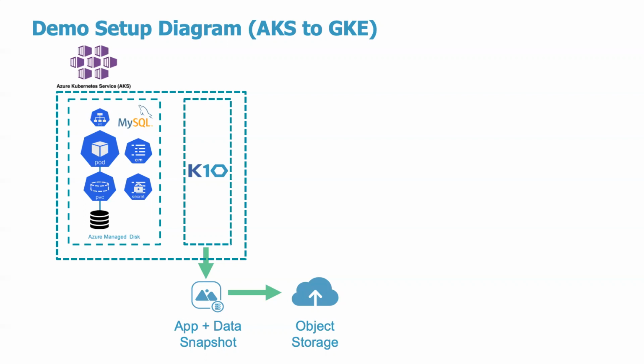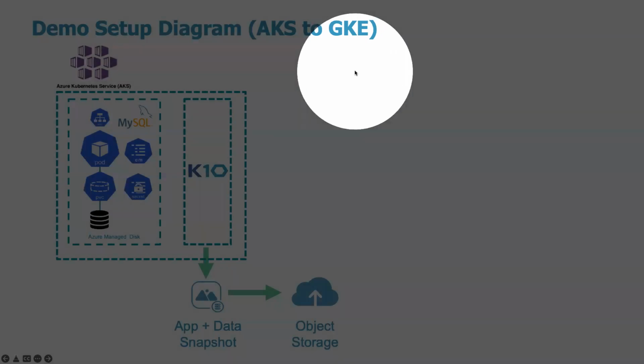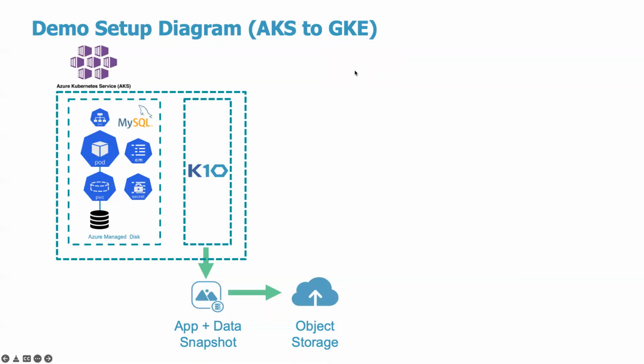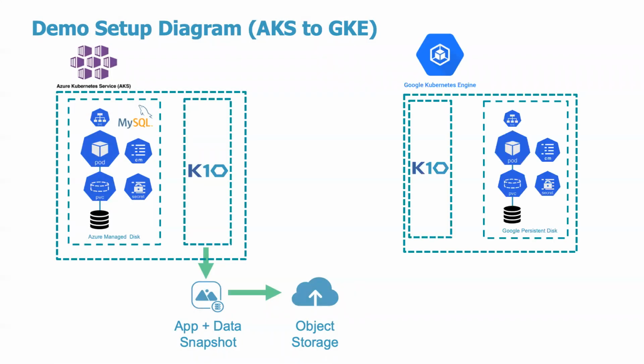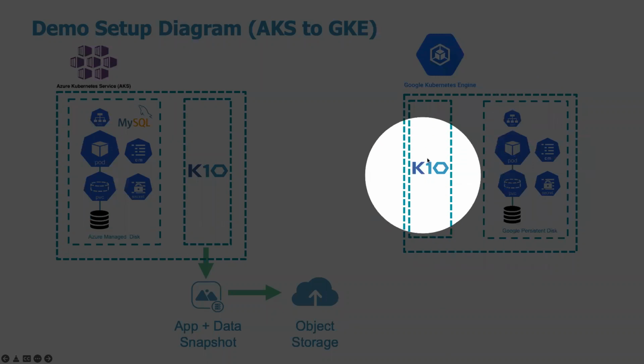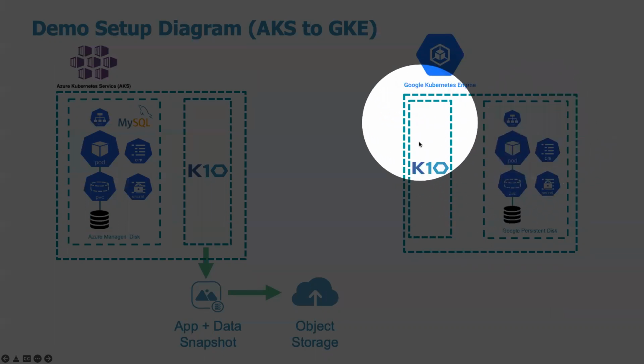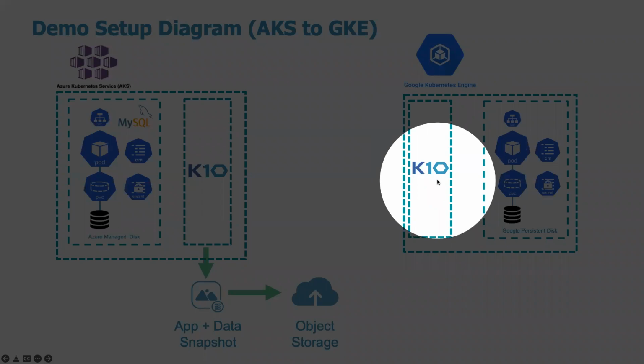This is my source cluster. I want to migrate to my target cluster, Google Kubernetes Engine. I have the Google Kubernetes Engine cluster running here. I'm building the cluster right now, but on my target cluster I have PostgreSQL running and I don't have MySQL here. I also have my custom K10 installed.